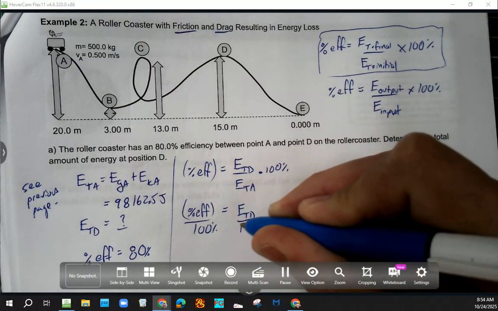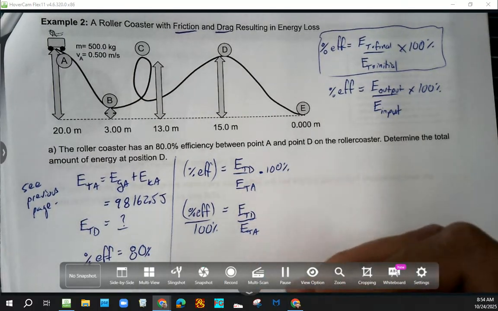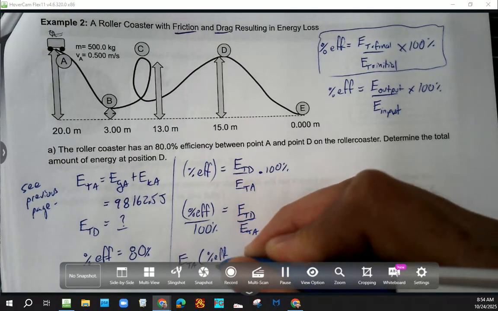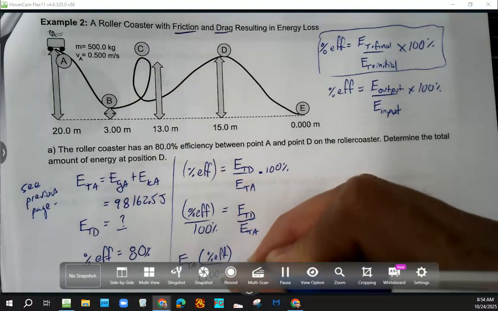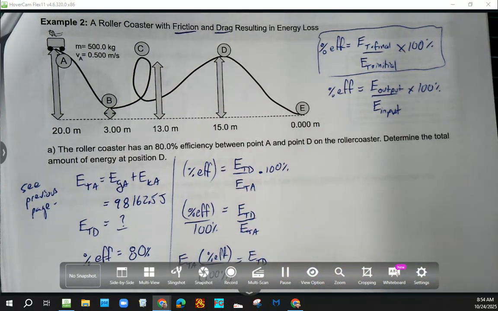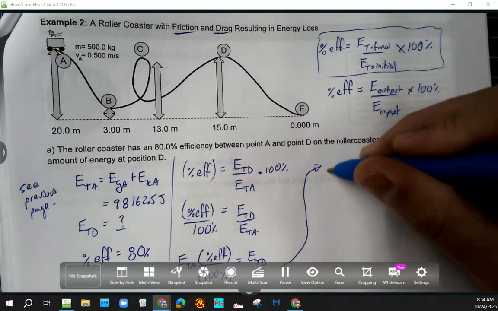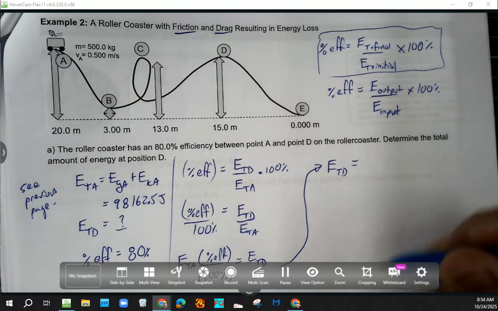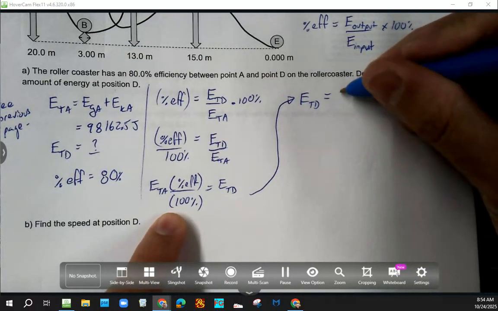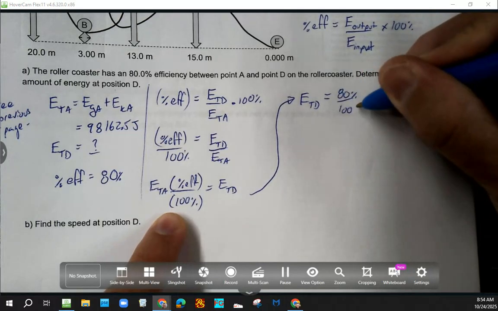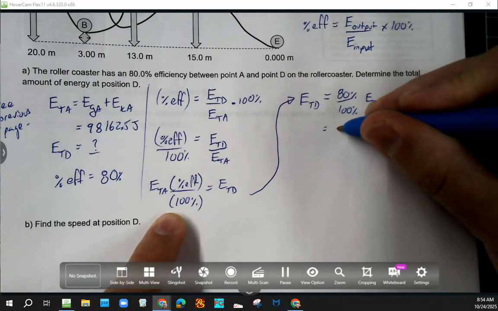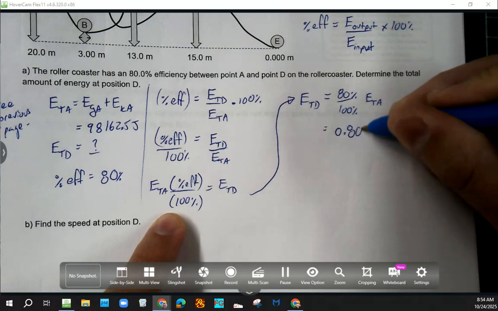Take that 100 over to the other side. I'm just showing all my steps. Multiply both sides by E total A. Equals E total D. Now, honestly, the only reason I'm showing all these steps, because I don't usually show that many steps, is that I want to make it really clear that when I do this work in my head, I write it as percent efficiency is 80% over 100% times E total A. What's happening in my brain is I automatically just turn that 80% into 0.8 times the E total A.